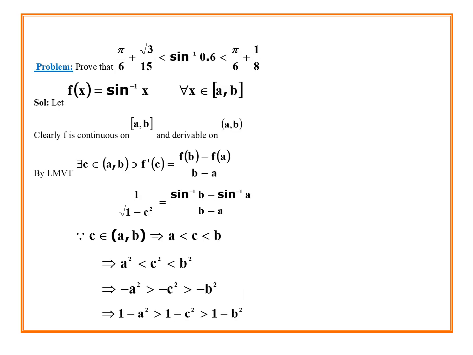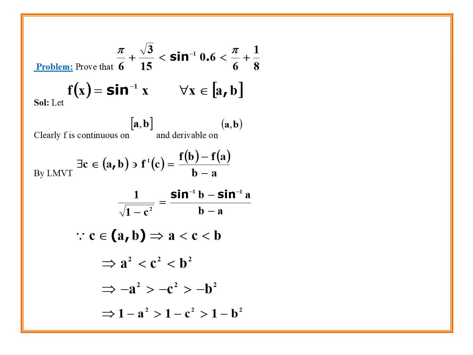The next problem on Lagrange's mean value theorem. Prove that π/6 + √3/15 < sin⁻¹(0.6) < π/6 + 1/8. Solution: the given function f(x) = sin⁻¹x for all x belonging to the closed interval [a, b]. Clearly, the trigonometric function is continuous and differentiable, which means f is continuous on the closed interval [a, b] and derivable on the open interval (a, b).